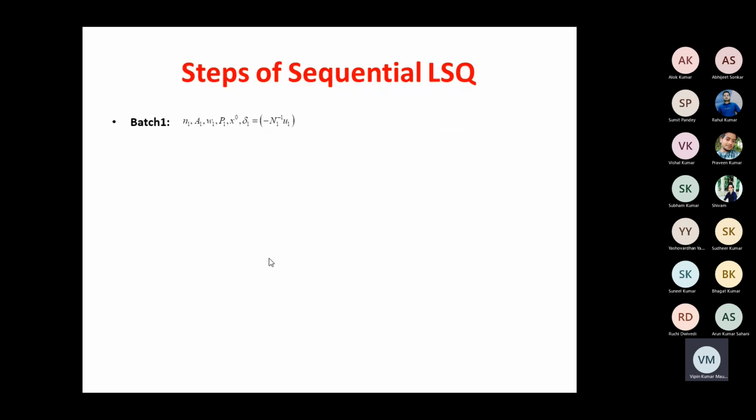So let's see what the steps are. We have batch one observations, number of observations n1, its design matrix A1, W1 the misclosure, and P1 the weight matrix for that observation set, meaning batch one. X naught is the initial approximate heights, and delta one is the adjustment. So the initial adjustment was delta one equal to minus N inverse 1 U1. At the next time, when you have the new observations, it is batch 2. It will be L2 equal to f of x2, some kind of function. We will have n2 observations, and we will have the weight information like P2.